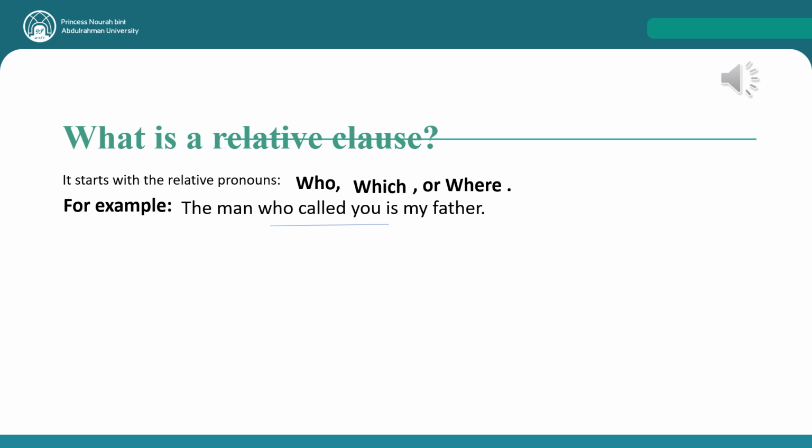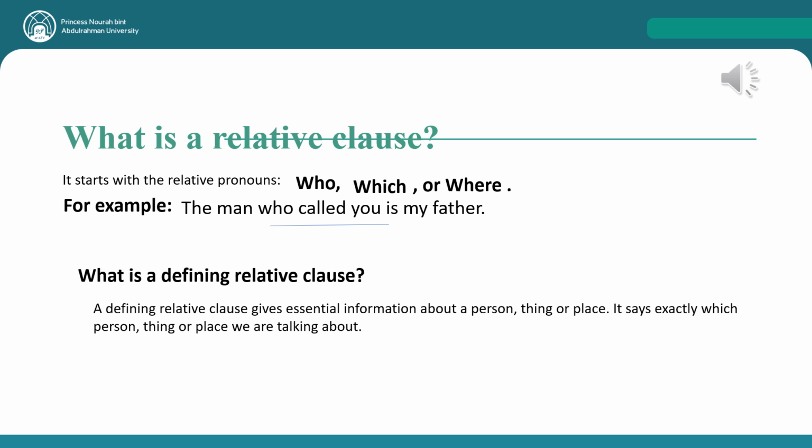Now that we know what a relative clause is, let's talk about defining relative clauses specifically. A defining relative clause gives essential information about a person, thing, or place. It helps to explain exactly which one we're talking about. And this kind of clause is necessary. We can't leave it out. Let's look at an example.